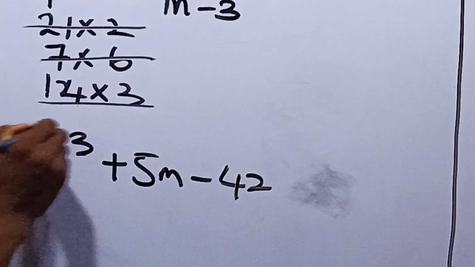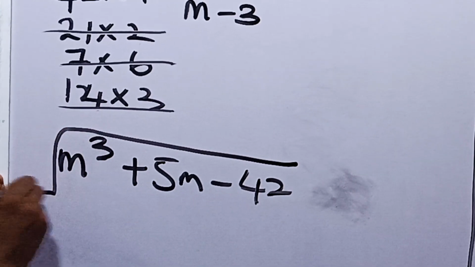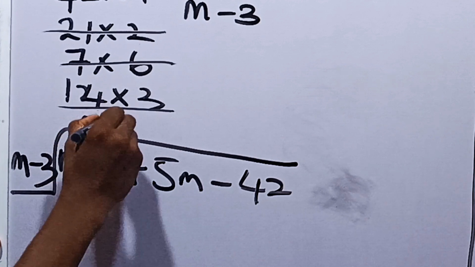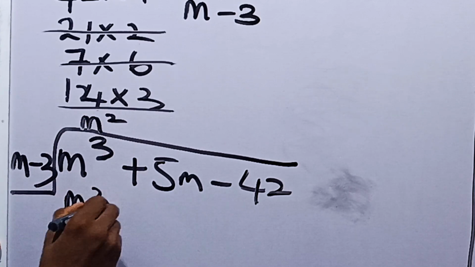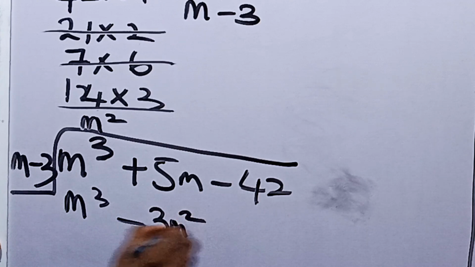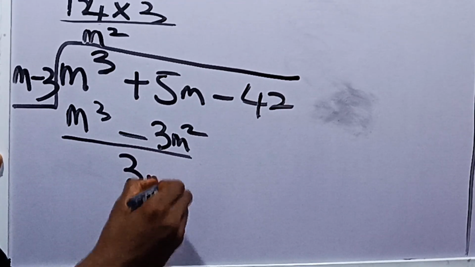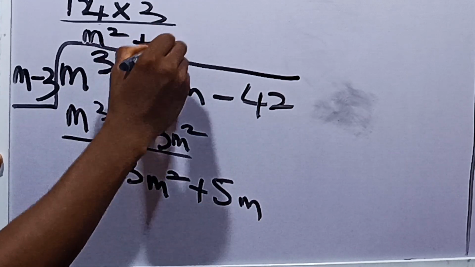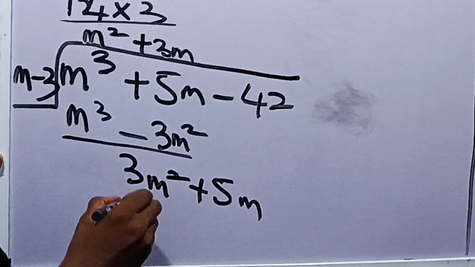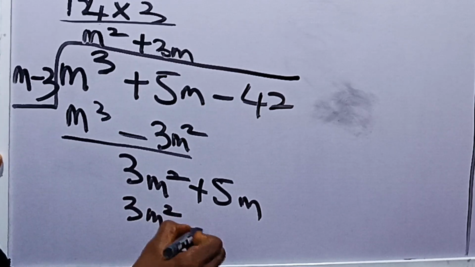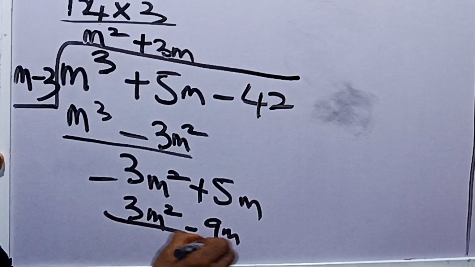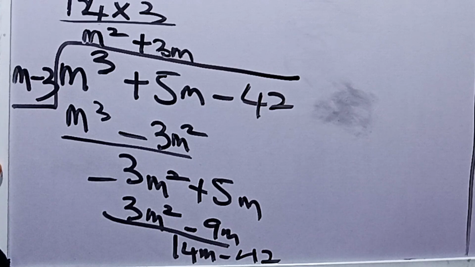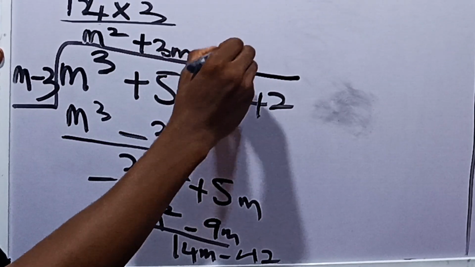If we divide the expression alone, okay, if you remove these parts and divide this expression by m minus 3, okay, so let's divide this by m minus 3, okay, m into m cubed is m squared, multiplied by this is m cubed minus 3m squared. When we subtract, we have 3m squared plus 5m, okay. This divided by this is plus 3m. Again, multiplying, we have 3m squared minus 9m. Subtracting, we have 9 plus 5 as 14m minus 42. Okay, dividing, we have plus 14.